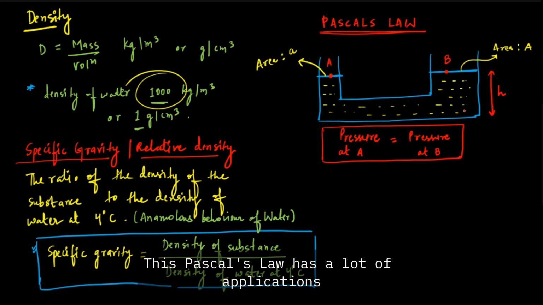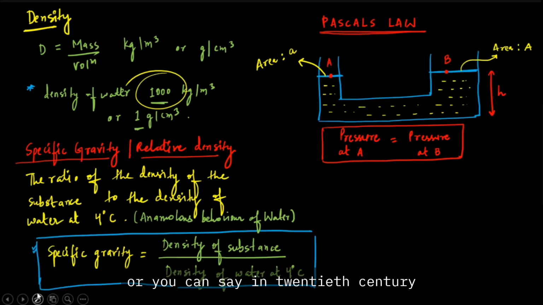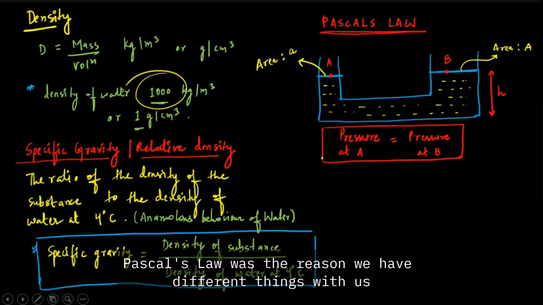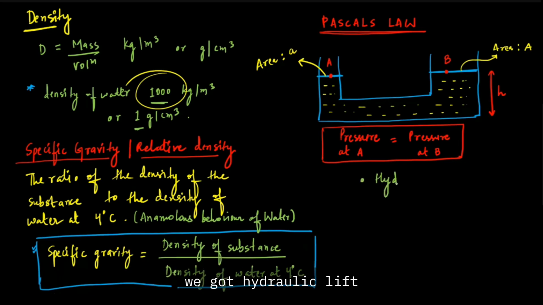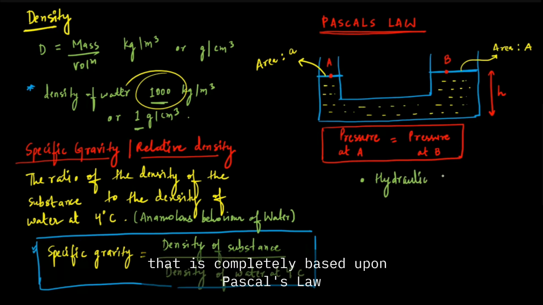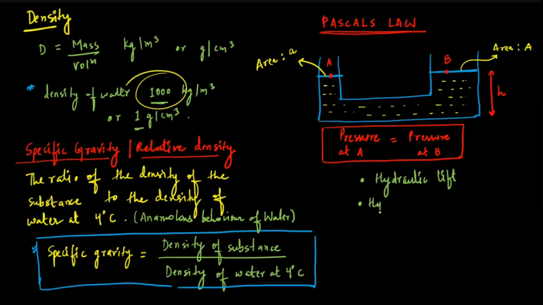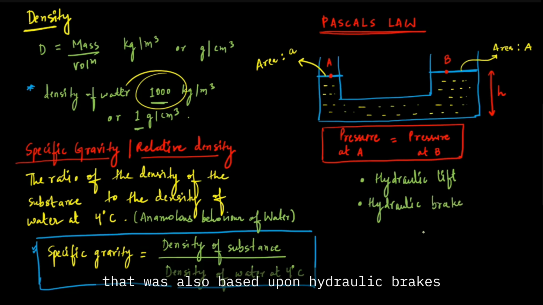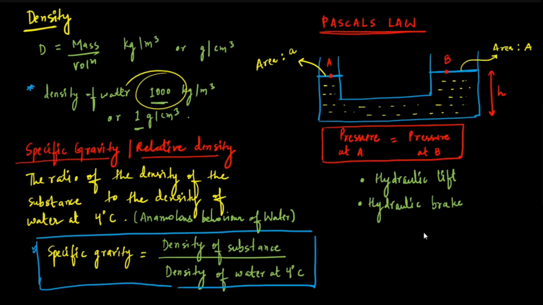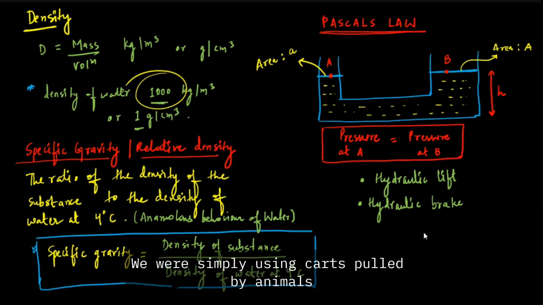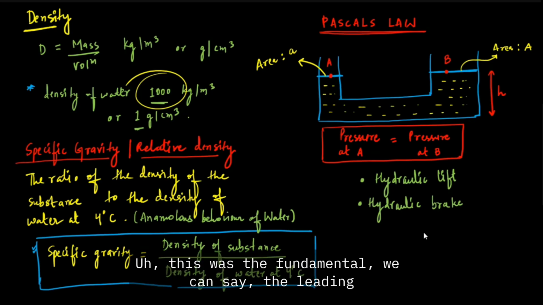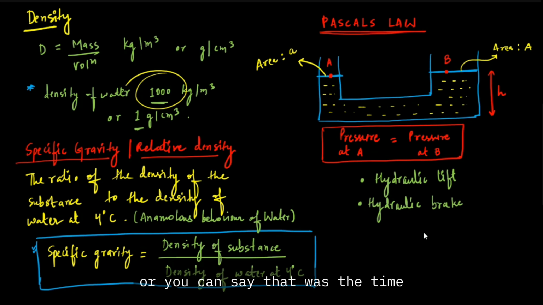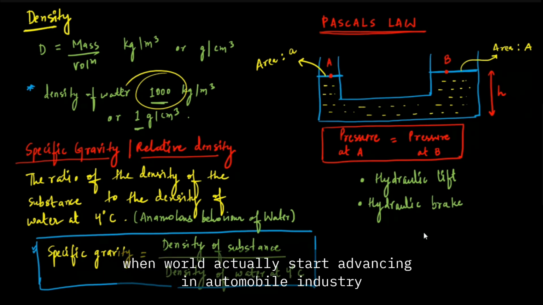This Pascal's law has a lot of applications. In the earlier 20th century, when we were dealing with automobiles, which had just come into existence, Pascal's law was the reason we have different things with us. For example, we got the hydraulic lift, which is completely based upon Pascal's law. We have hydraulic brakes, which we used in the earlier 20th century, also based upon Pascal's law. These two applications actually helped us develop the automobile industry. Before that, there was no such thing. We were simply using carts pulled by animals. That was a different scenario. This was the fundamental leading point, the time when the world actually started advancing in automobile industries.